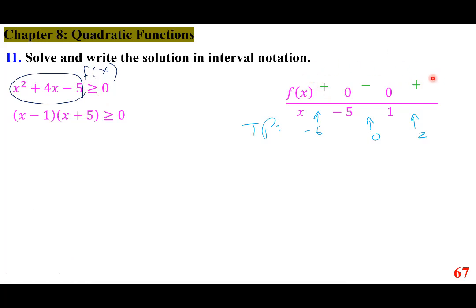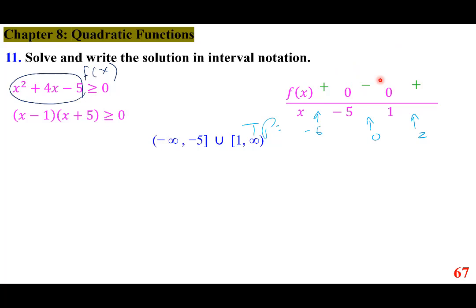How do we write that? As follows. -∞ to -5, union 1 to infinity. The reason we use brackets, because there is an equality. Now, what is important for everybody to understand, this works always, and even if you are dealing with less than, then this would be the answer. Less than or equal, then we would have brackets.